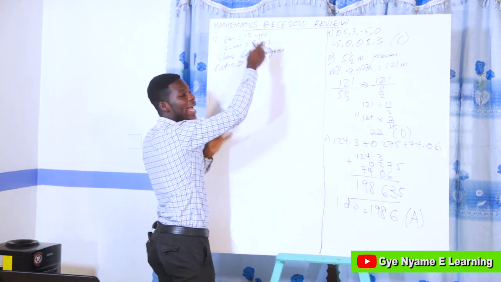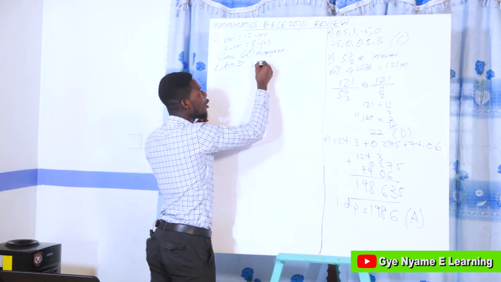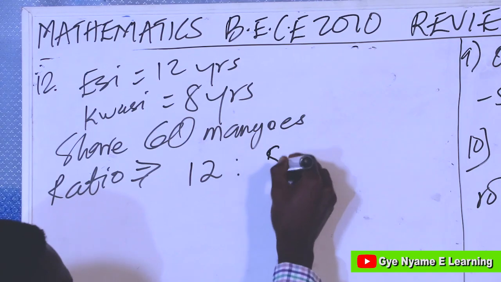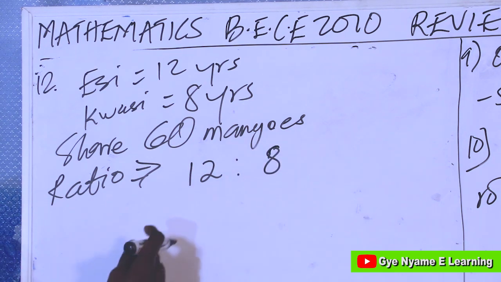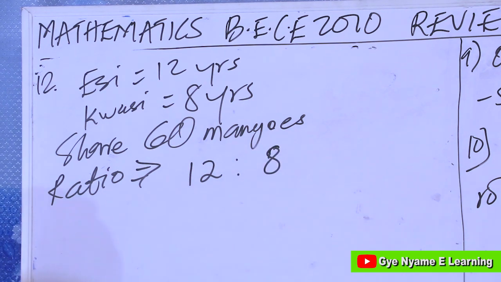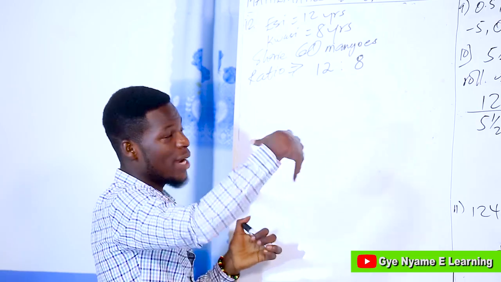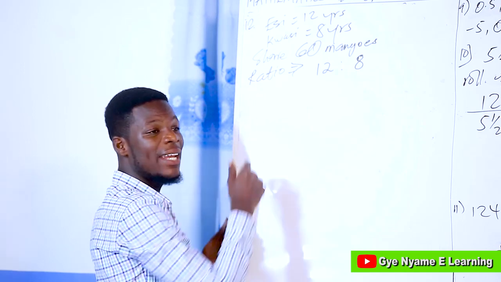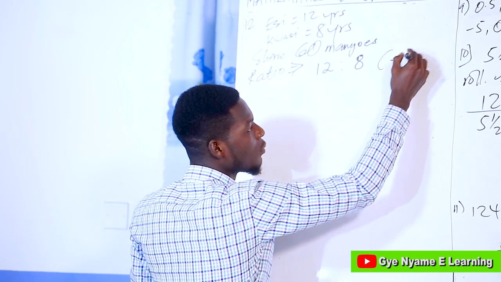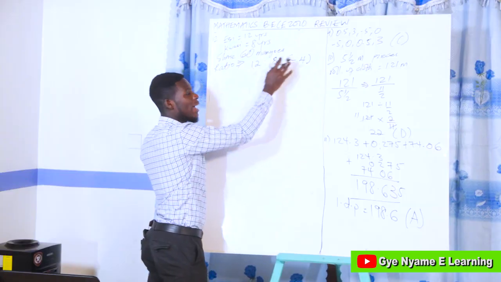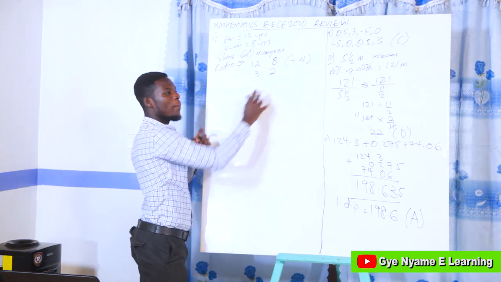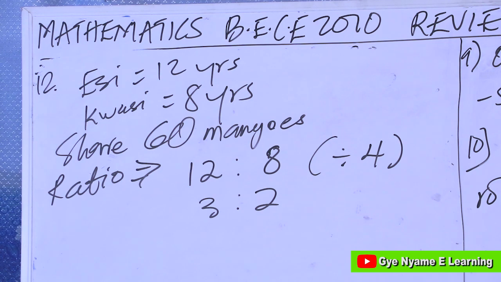So B.E.C.E's age is to BECE's age, and that will give you the ratio. So the ratio is 12 is to 8. But 12 is to 8 is a bigger number. We can break it down to have a very simplified ratio. So we divide by 4. 12 by 4 will give you 3. 8 by 4 will give you 2. So the modified ratio is 3 is to 2.